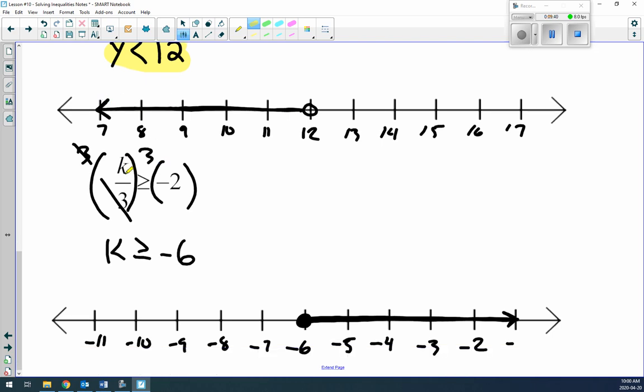Okay, k divided by 3 is greater than or equal to -2. We've got to get k by itself. We were dividing by 3, so we do the opposite. So we multiply both sides by 3. Hey, we're multiplying by a positive. Does the inequality direction change? No, it doesn't. The 3 is reduced down. So k is greater than or equal to 3 times -2 is -6. So we have k is greater than or equal to -6. Put that on the number line. Solid circle at -6 because it includes that point, and it's everything to the right of it. Okay, so now you can work on practice number 10.